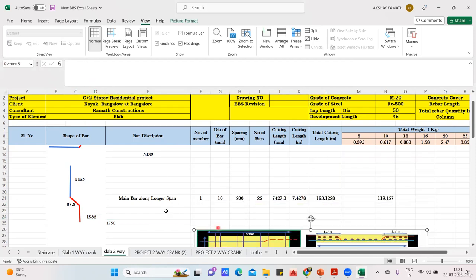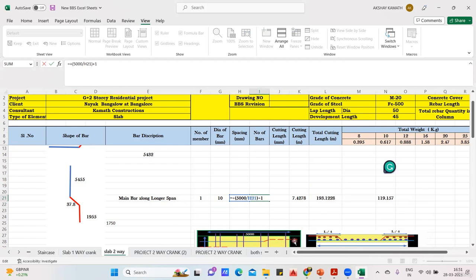And I've given it the name main bar along longer span. 1, dia is 10, spacing is 200. So the number of bars will be 26, because the opposite length is 5,000 divided by spacing plus 1. So cutting length, you add everything, 5455, 37.8, 1955 minus 2d bend deduction. If you do, you get 7427.8. So it is 7.427 in meters. The total cutting length will be 7.427 into 26 into 1, so it will be 193.1228. Since it's a 10 diameter bar, 193.1228 into 0.617 will give 190.